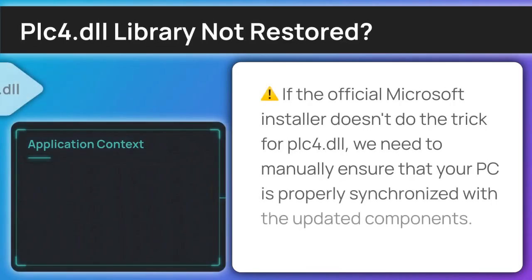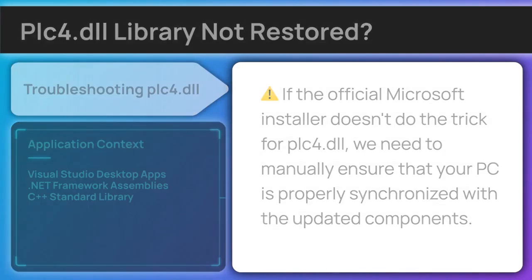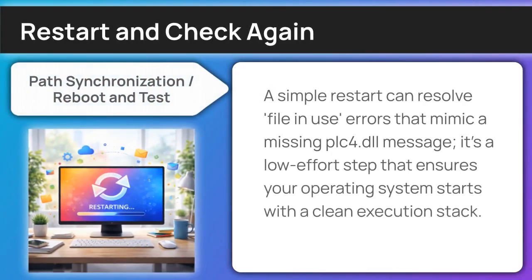If the redistributable repair didn't resolve the pop-up, the next logical step is to analyze the local environment for process conflicts. A quick reboot can determine if the error is transient. While it won't fix a deleted file, it can re-establish the connection between your software and the Plc4 module file if the path was temporarily busy.